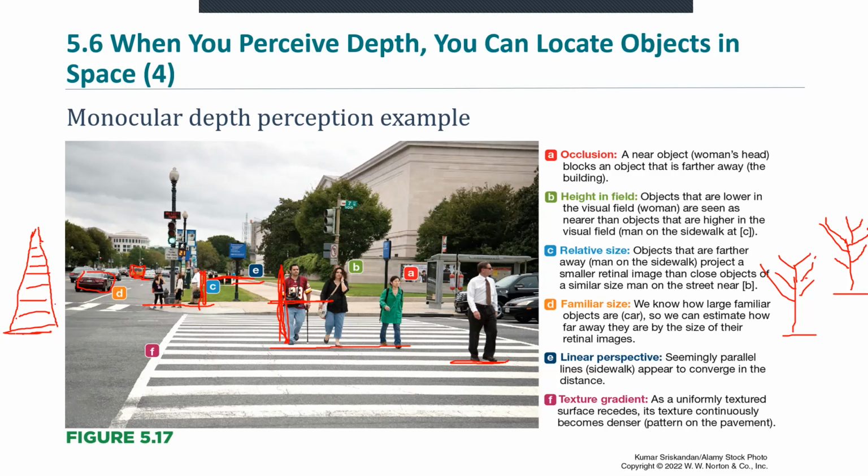The closer they get, the farther away the point is that you're looking at. Okay. Texture gradient. As a uniformly textured surface recedes, its texture continuously becomes denser. The pattern on the pavement, for example. What they mean here is that as far as denser, it becomes less detailed. It's an easier way to think about it.